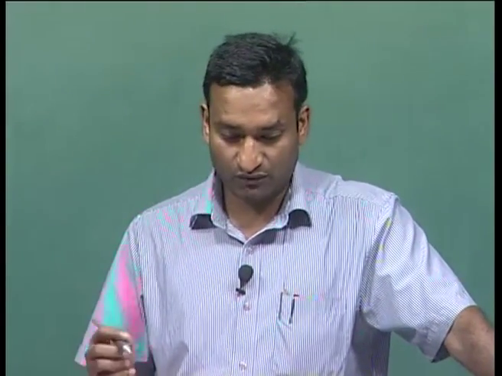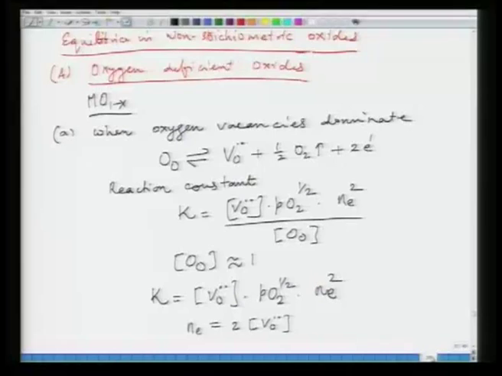Then we looked at the equilibrium concentration in non-stoichiometric solids. First we considered the case of oxygen deficient oxides, taking the example of MO1 minus X. Some oxygen is missing from the host lattice, so those sites are empty. The first case we took was when oxygen vacancies dominate.